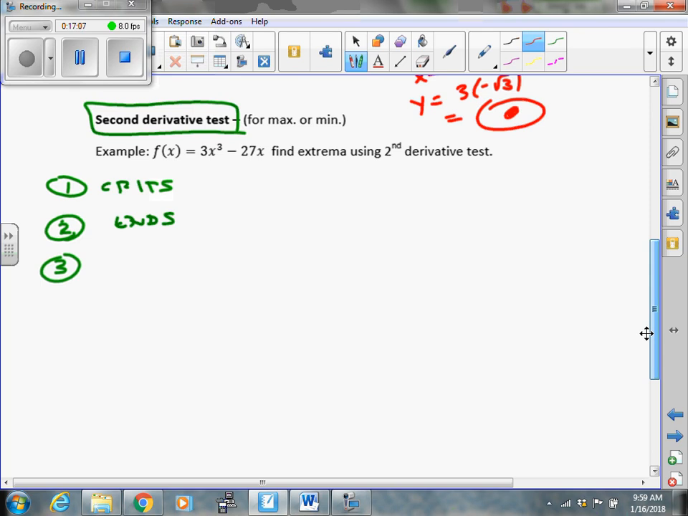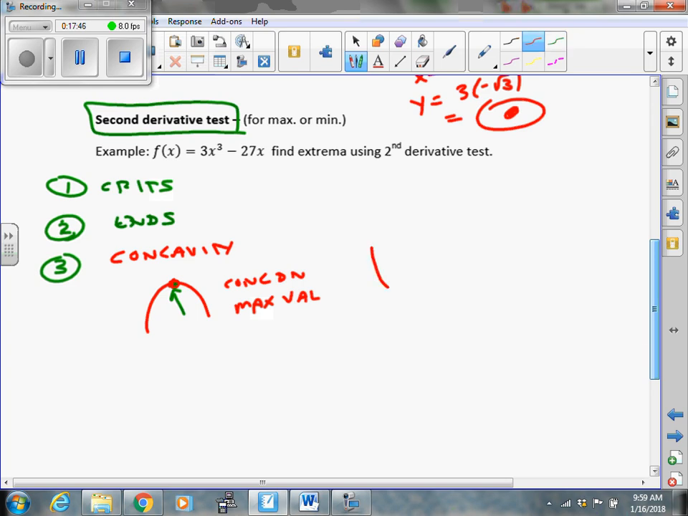Here's the big change. I am now going to use the concavity to tell me if it's a max or a min. Here's why. This is a picture of a concave down curve. If it's concave down, I can see that it is a maximum value. See how it's concave down and that's a max? Here is a crit point at this value. It's concave down, therefore that has to be a max.